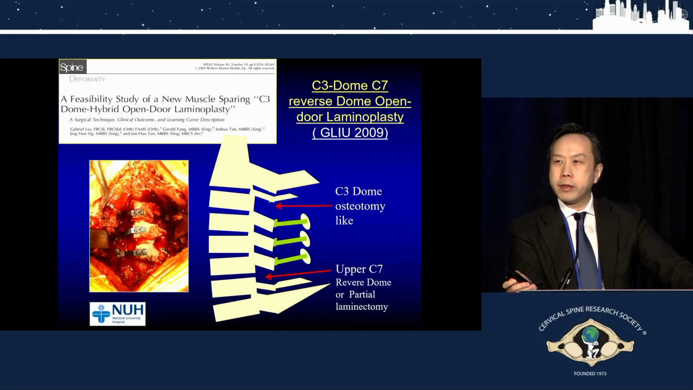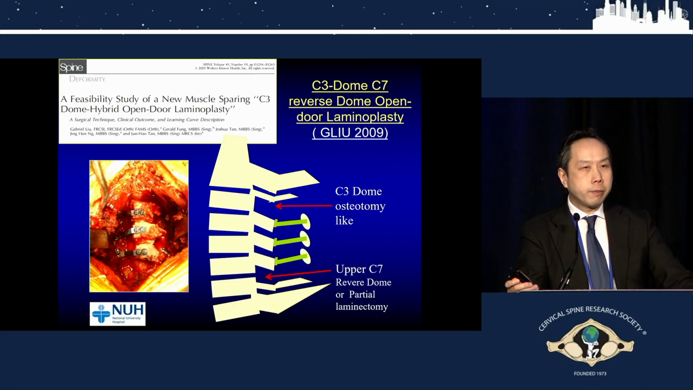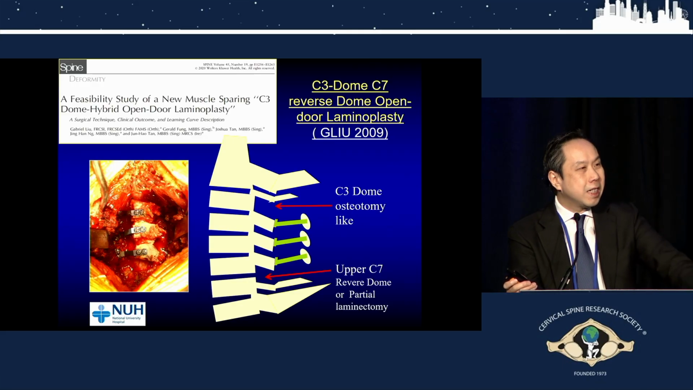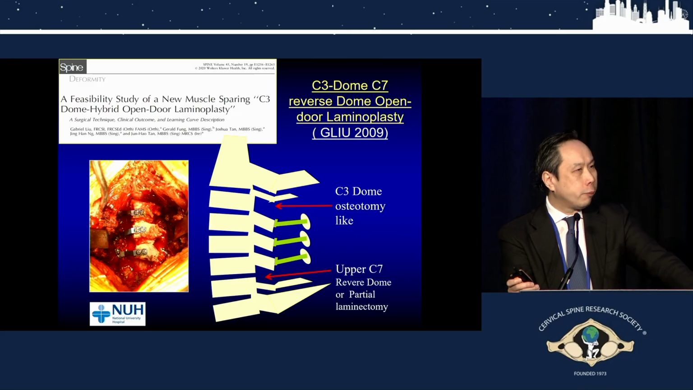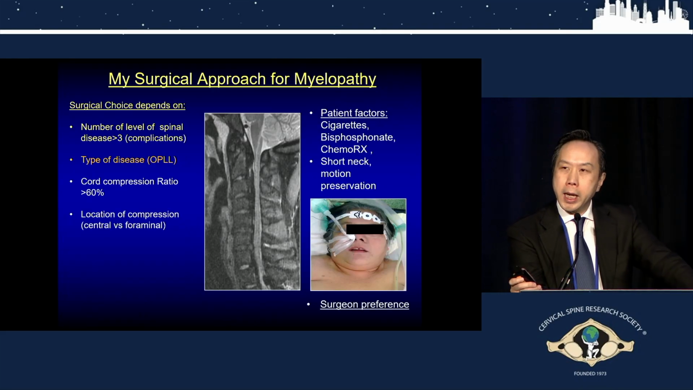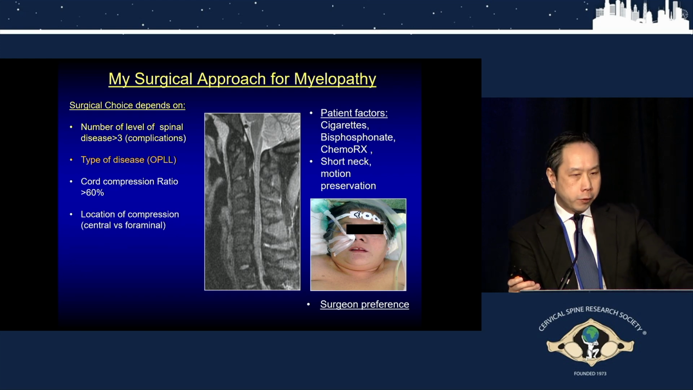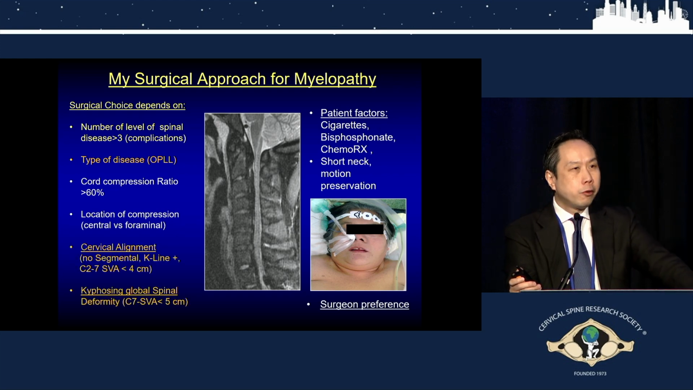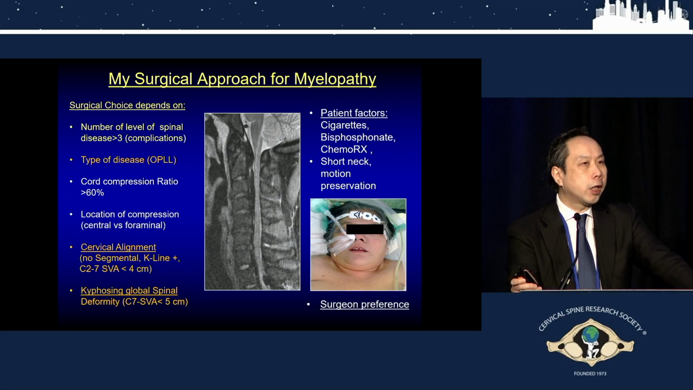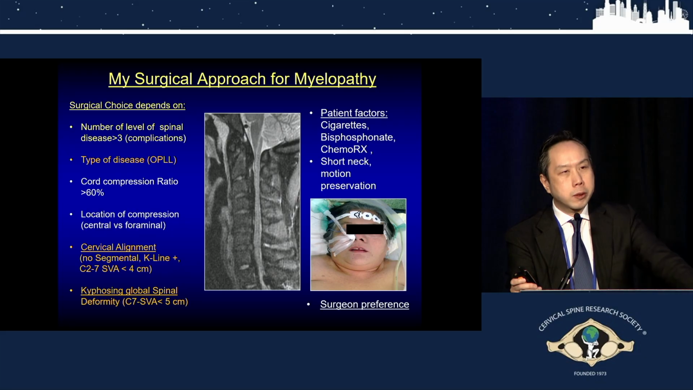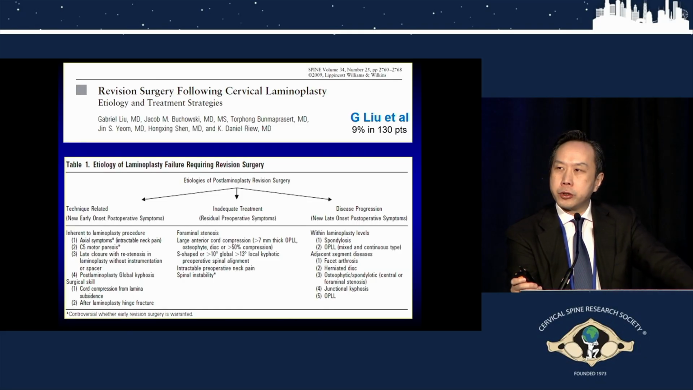So my go-to method for multi-level spinal cord compression is a C3 dome, C7 reverse dome, open door laminoplasty. We prefer to maintain motion as much as we can. But there are situations where I will do laminectomy and fusion, for example, when there is an unfavorable segmental alignment problem, regional alignment problem, and global sagittal alignment problem as well. And certain types of OPLLs may also affect the decision making.